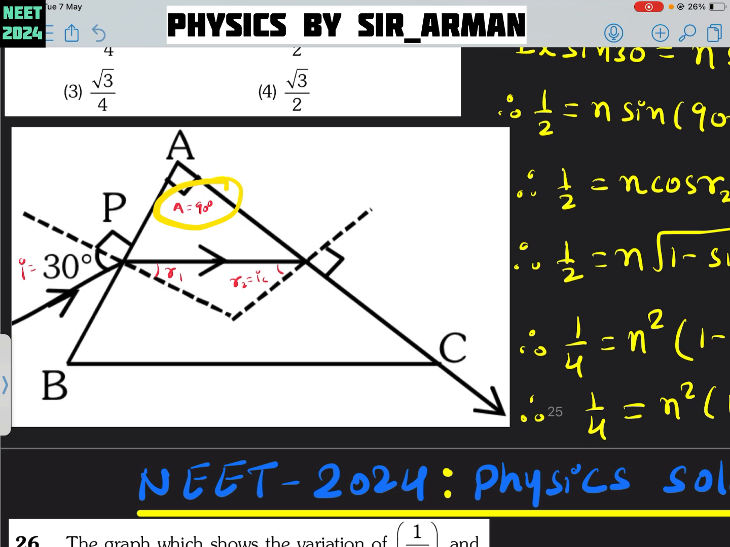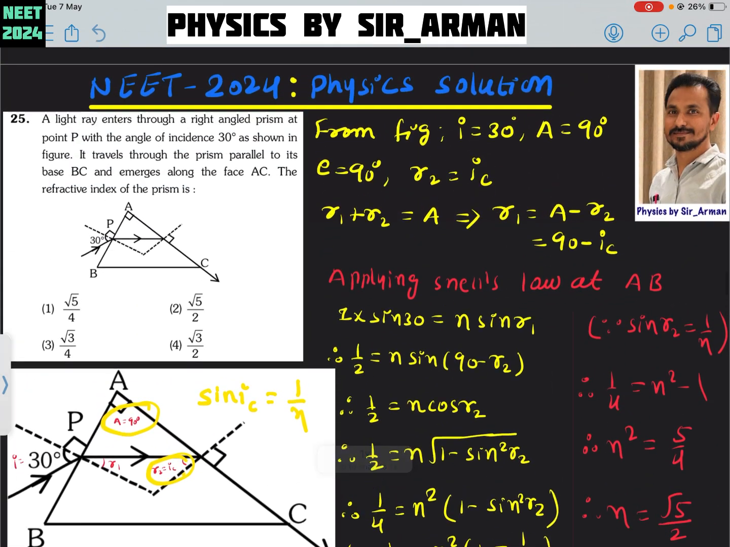So here A is 90, and we know that whenever the light moves parallel to the surface, means whenever the emergent angle is 90 for this surface, this is angle of refraction, means the incident angle is nothing but a critical angle. So here R2 angle is critical angle, and for critical angle we can write sin IC is equals to 1 by refractive index. The same fact we are using here.